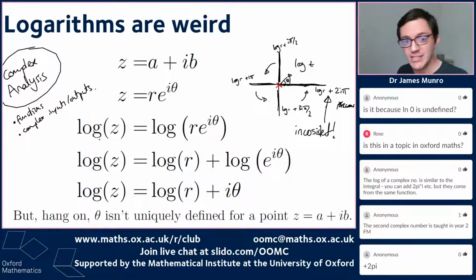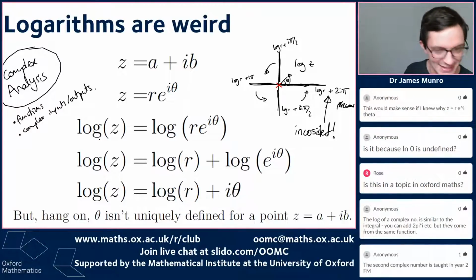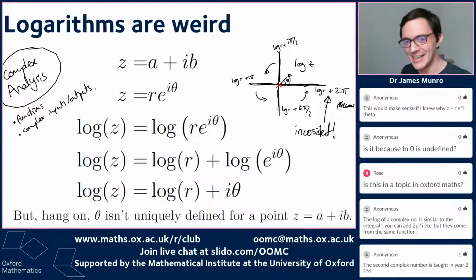Oh yeah, this would make more sense if you knew that z equals r e to the i theta. I guess we all learnt some maths today. There's this way of writing complex numbers. Oh, by the way, e to the i pi is -1. Hooray.